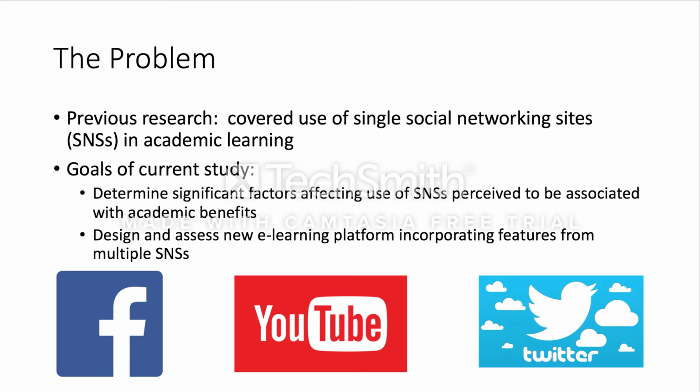So the goals of the current study were to, first of all, determine significant factors that affected the use of social networking sites that were perceived to be associated with academic benefits. In other words, the researcher administered a questionnaire designed to look at factors that made students want to use social networking sites in learning. And then the second part of the study focused around designing and assessing a new e-learning platform that incorporated features from multiple social networking sites.